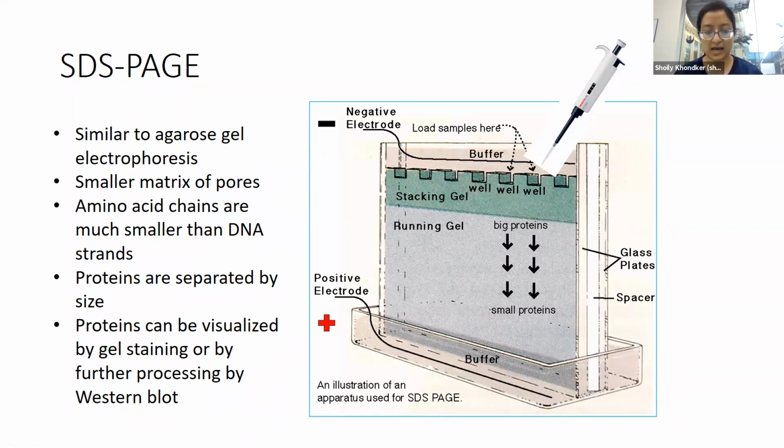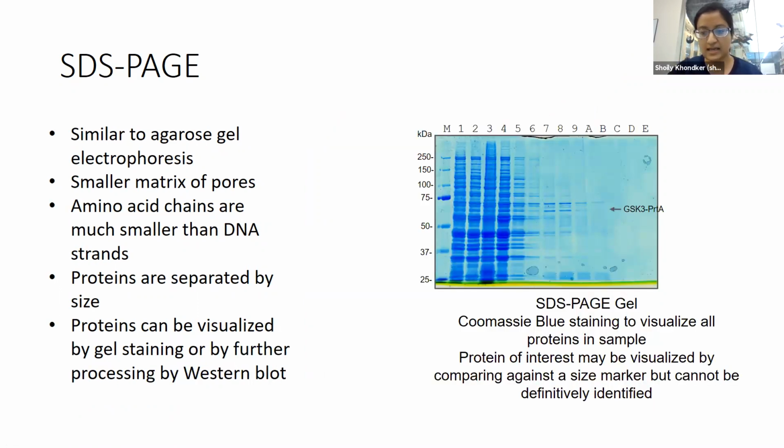And then the proteins can be visualized either by gel staining or by further processing by Western blot, which is a type of immunodetection. So the example of gel staining is Coomassie blue, which I'm showing here. What this type of staining does is it visualizes all the proteins in the sample. So here, you may be able to visualize your protein of interest, but it can't definitively be identified. Really the only indication of whether you're looking at the protein you want to focus on or not is this molecular weight marker that's on the far left here.